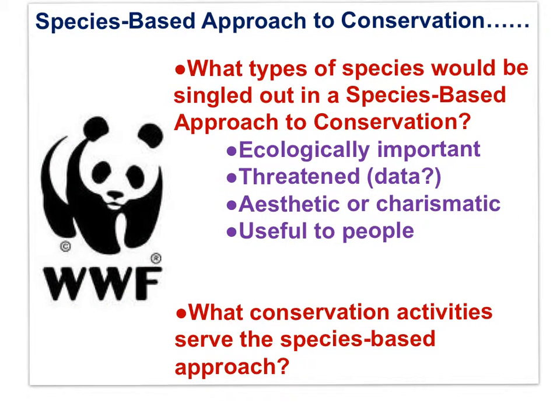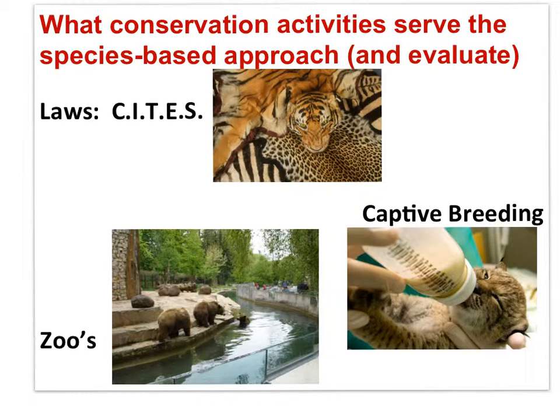So as we have examined what types of species and habitats would be singled out in a conservation effort, let's turn our attention to the conservation activities that serve the species-based approach to conservation. Specific activities that focus on the conservation of species include laws, such as CITES, the Convention on the International Trade of Endangered Species. It includes captive breeding programs with the aim of increasing population numbers and reintroduction to the wild.